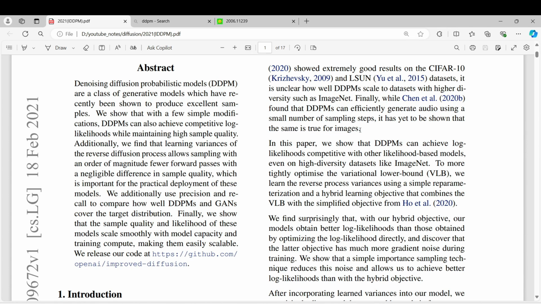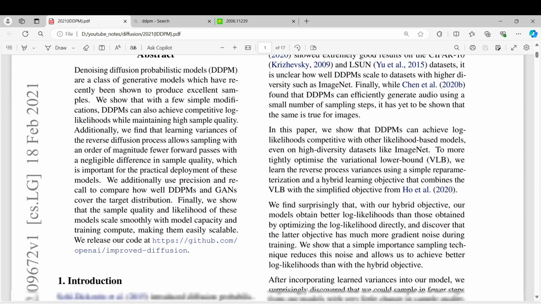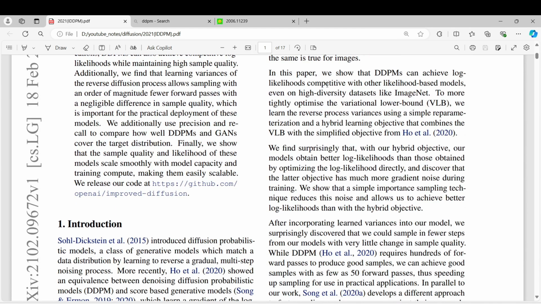So we haven't tested at that time on a diverse dataset, and in this paper we show that DDPM can achieve competitive log likelihood even on a high diversity dataset like ImageNet. These guys show that this model can get competitive log likelihood like the other likelihood based models, and they can perform well on highly diverse data which contains multiple classes of images like ImageNet.